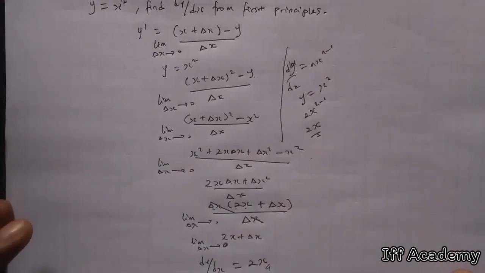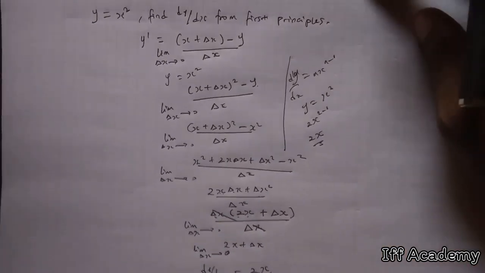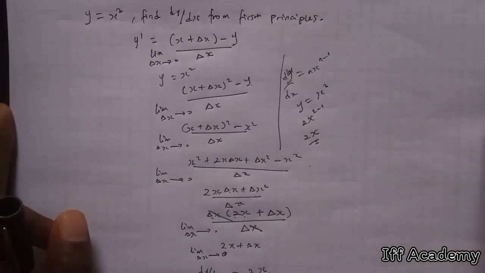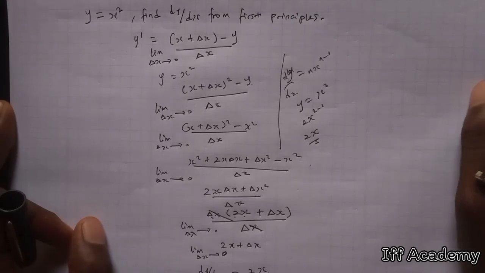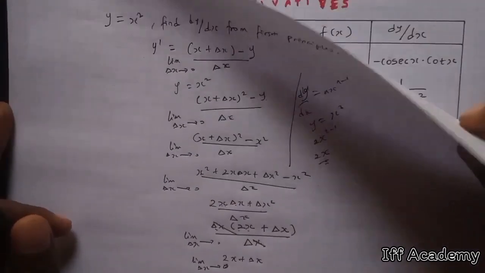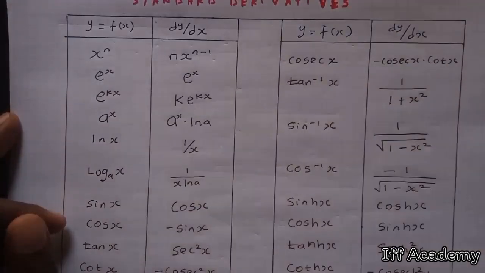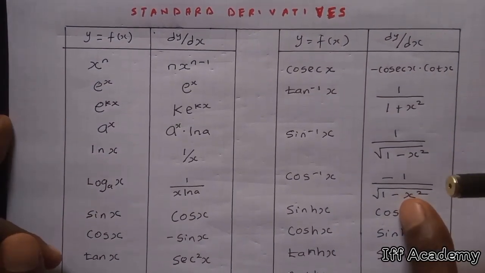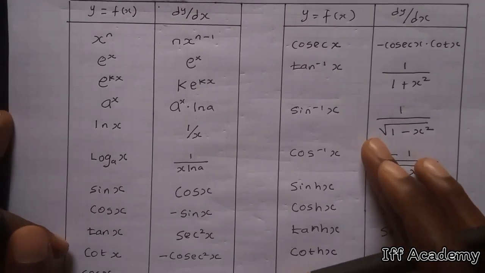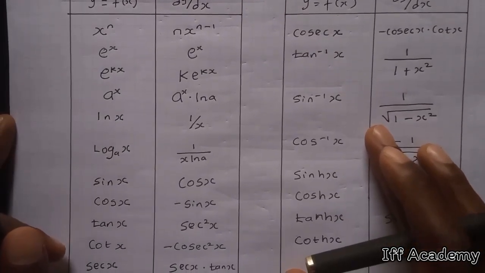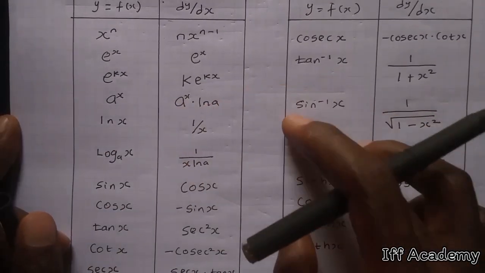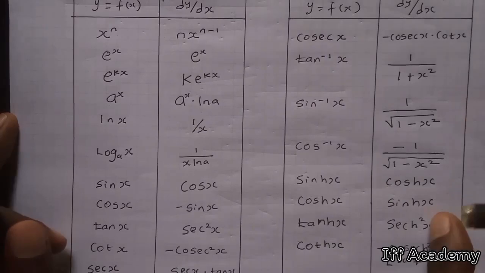So now let's look at the addition rule, subtraction rule, the power rule, product rule, quotient rule. So before we go ahead and do that, let's quickly look at the standard derivatives. So here's a list of some of the standard derivatives. On this side we have the function, on this side we have the derivative, on this side we have the function, on this side we have the derivative.